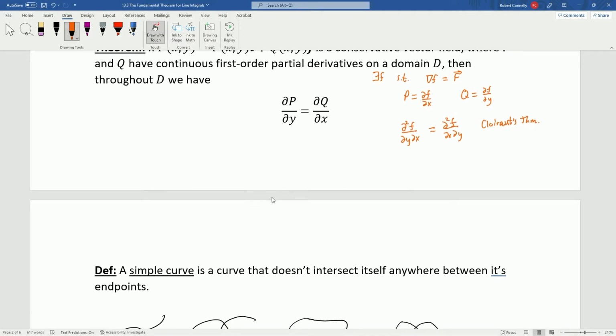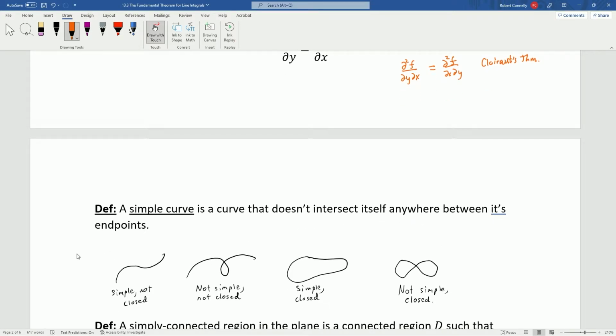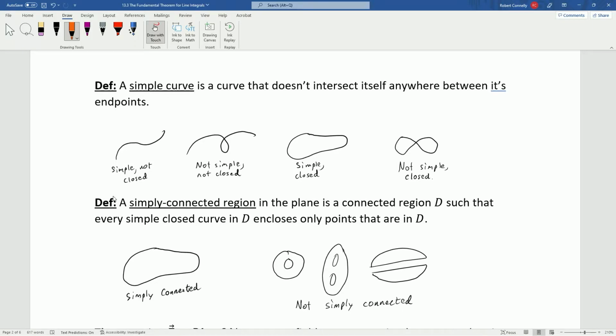So definition, a simple curve is a curve that doesn't intersect itself anywhere between its endpoints. And another definition. Okay, so let's look at these pictures first. A simple curve doesn't intersect itself. So this is simple, but not closed. This is not simple because it intersects itself. This is simple and closed because it, A, does not intersect itself, but it also encloses a region. This one is not simple, but it is closed because it encloses a region, but it does intersect itself too.